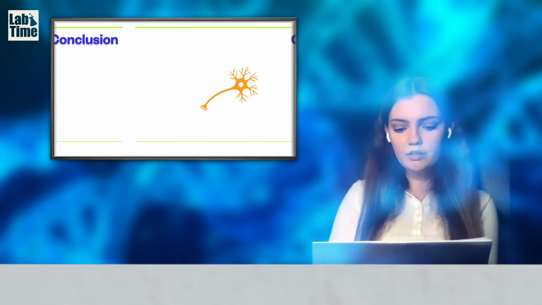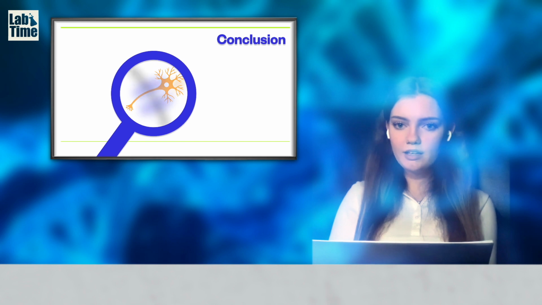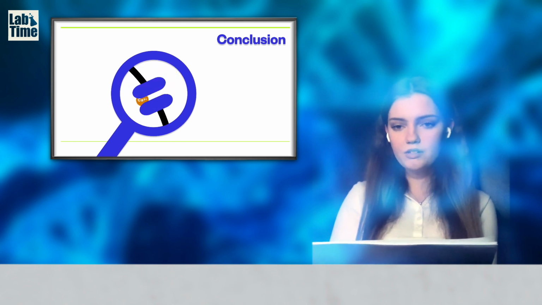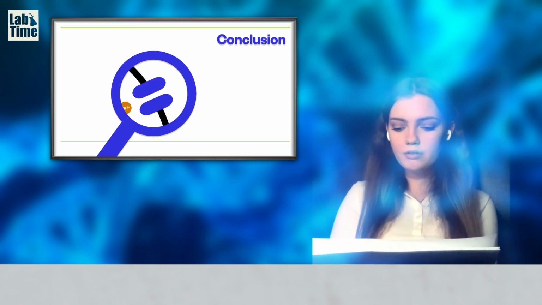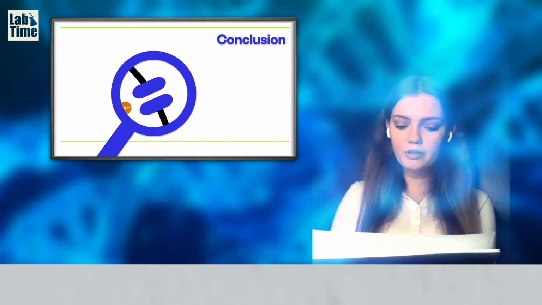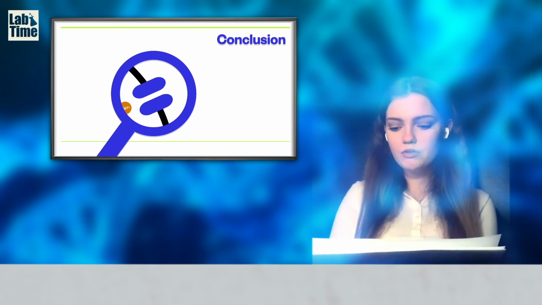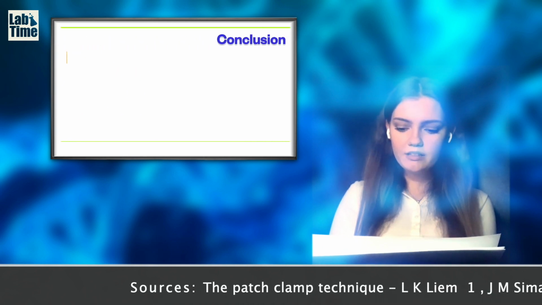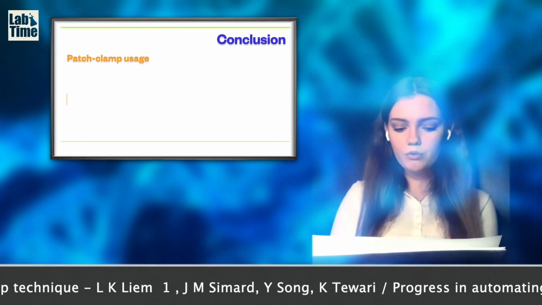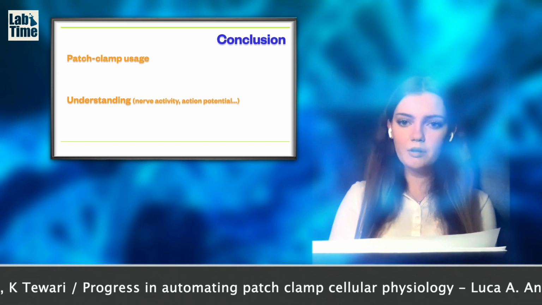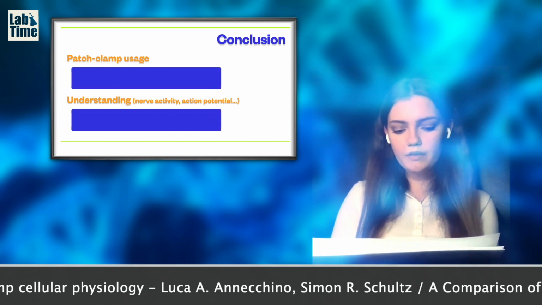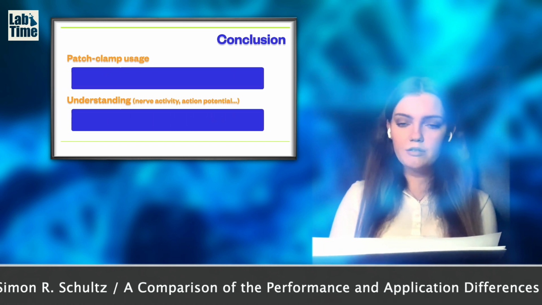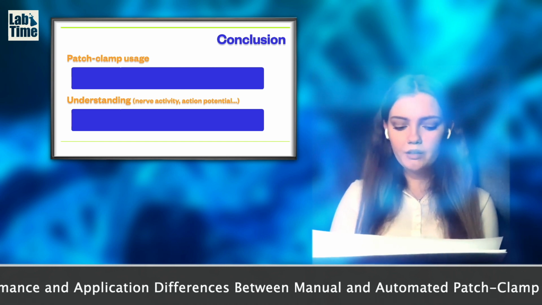This fairly new kind of technology changed drastically the study of cellular physiology by offering a high-resolution technique to observe the properties of ionic channels through their activity. Since the discovery of these techniques, the understanding of the role of these channels in important cellular processes, including nerve activity and action potentials, has improved.